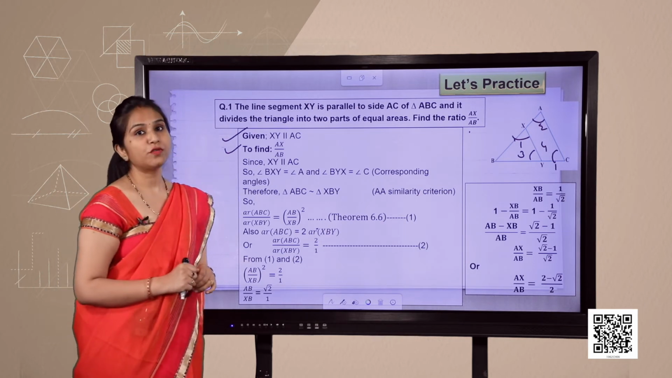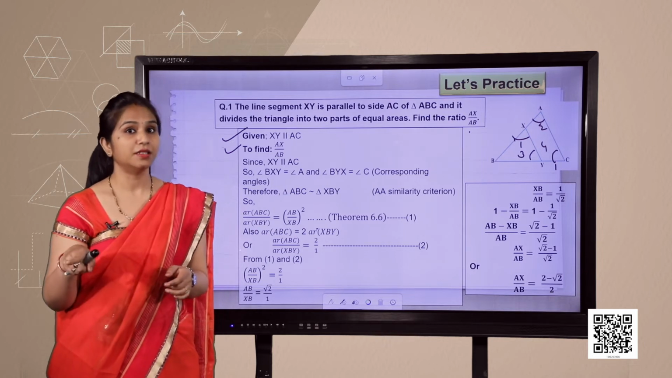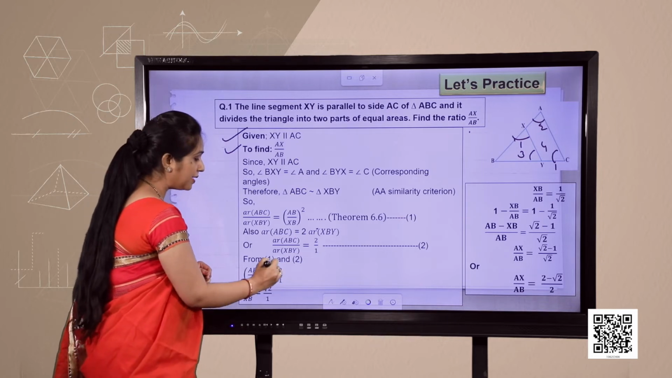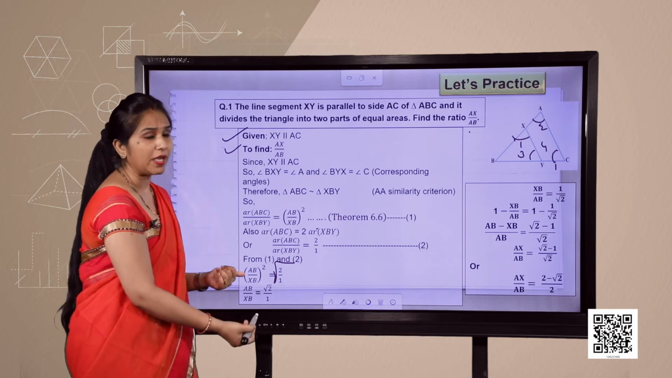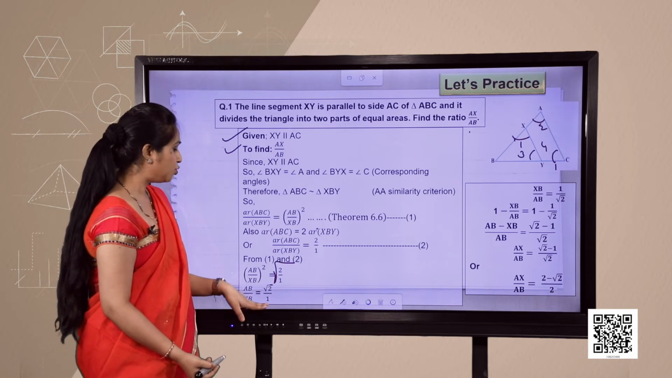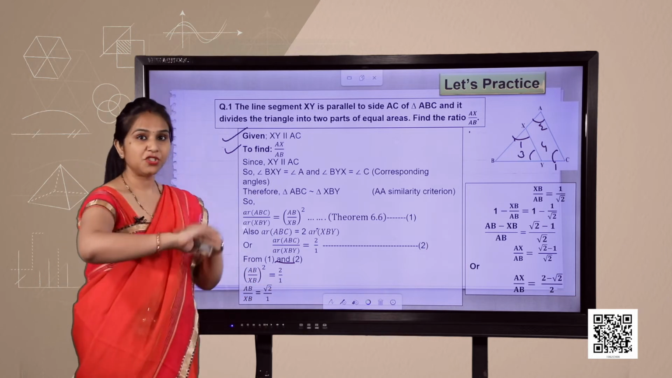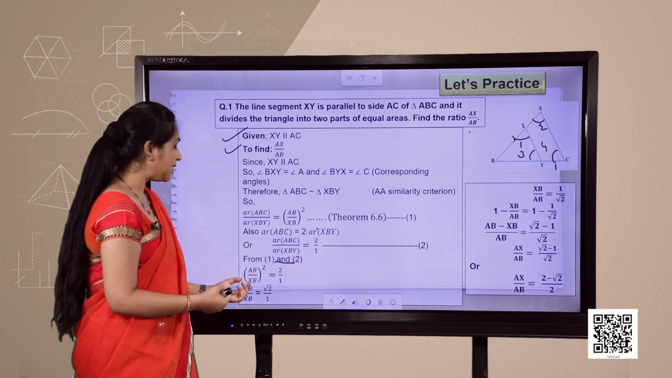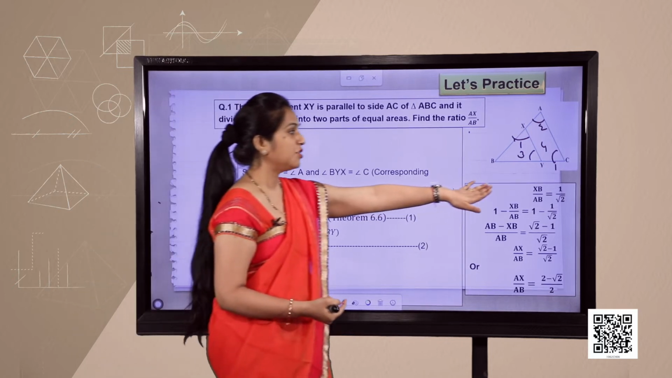Now, children, you also know one thing, whenever we remove the square from one side, you will get root on the other side. So, we are removing this square from here and we will have root on this side. So, we will have root 2 upon root 1 and we know root 1 is 1 only. So, now we will reach the step AB upon XB is equal to root 2 by 1. Now, take the reciprocal of this equation. Reciprocal means you are just changing the position of numerator and denominator. So, you will have XB upon AB is equal to 1 upon root 2. Here we reach this step.